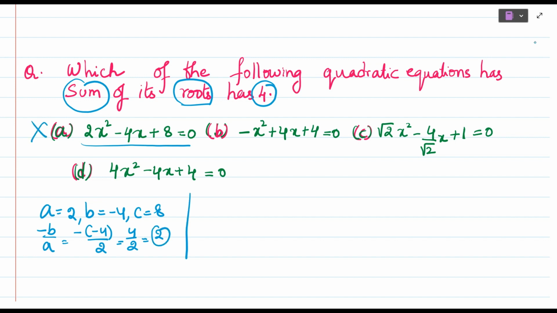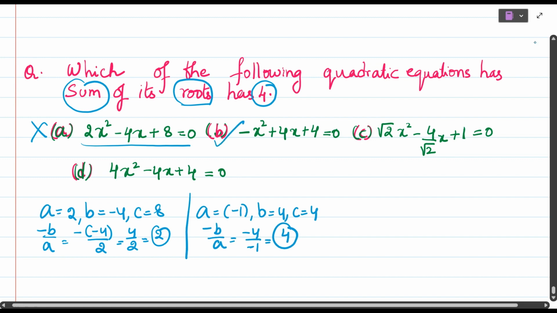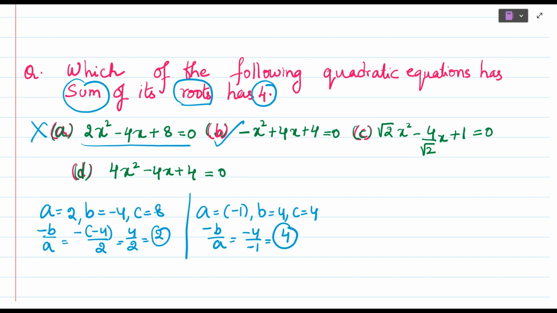And coming to B bit, so a is equal to minus 1, b is equal to 4, and c is equal to 4. So minus b by a gives how much? Minus 4 by minus 1, that is equal to 4. Okay, we got 4 here. So in the B bit we got the answer as 4, isn't it? So B bit is the right answer. So no need to check C and D now, because here itself we got the answer. So option B is the right answer.